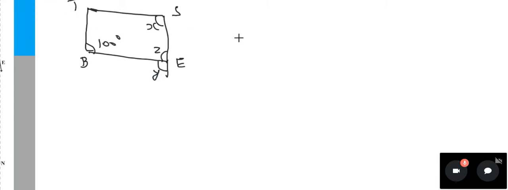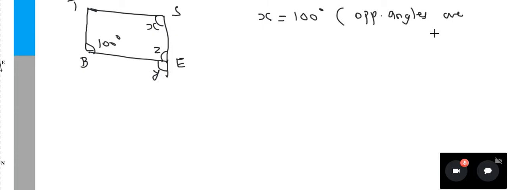I know how to find x. Okay, since the opposite angles are equal, it's 100 degree. x equal to 100 degree. See, you have to give the reason, that's more important. So it is based on opposite angles. Opposite angles are equal, not parallel. Yes, opposite angles are equal. Okay, fine. How about other angles z and y?